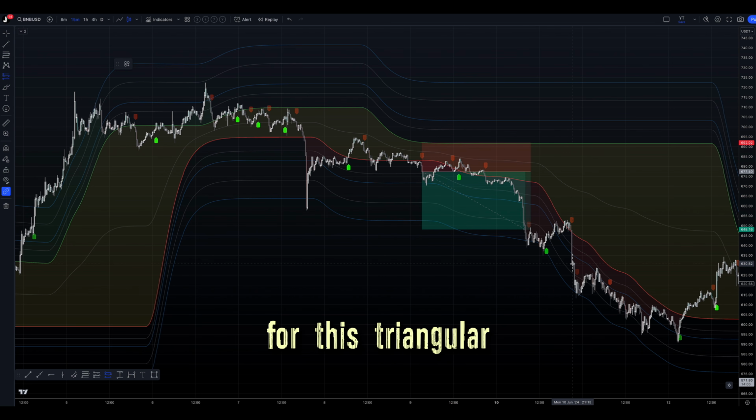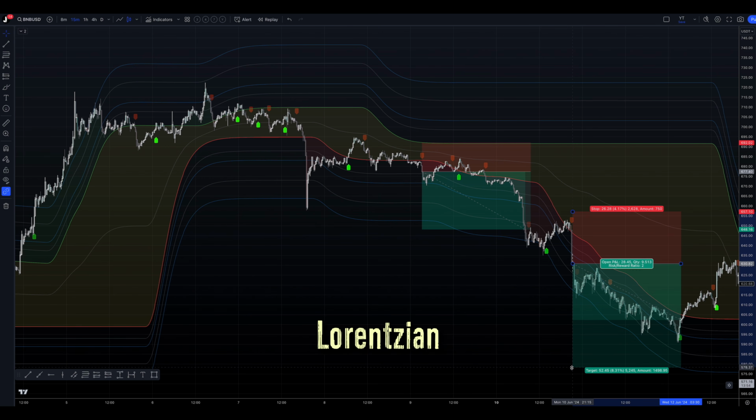Alright, that covers the setup for this triangular stock RSI bands and Lorentzian classification strategy.